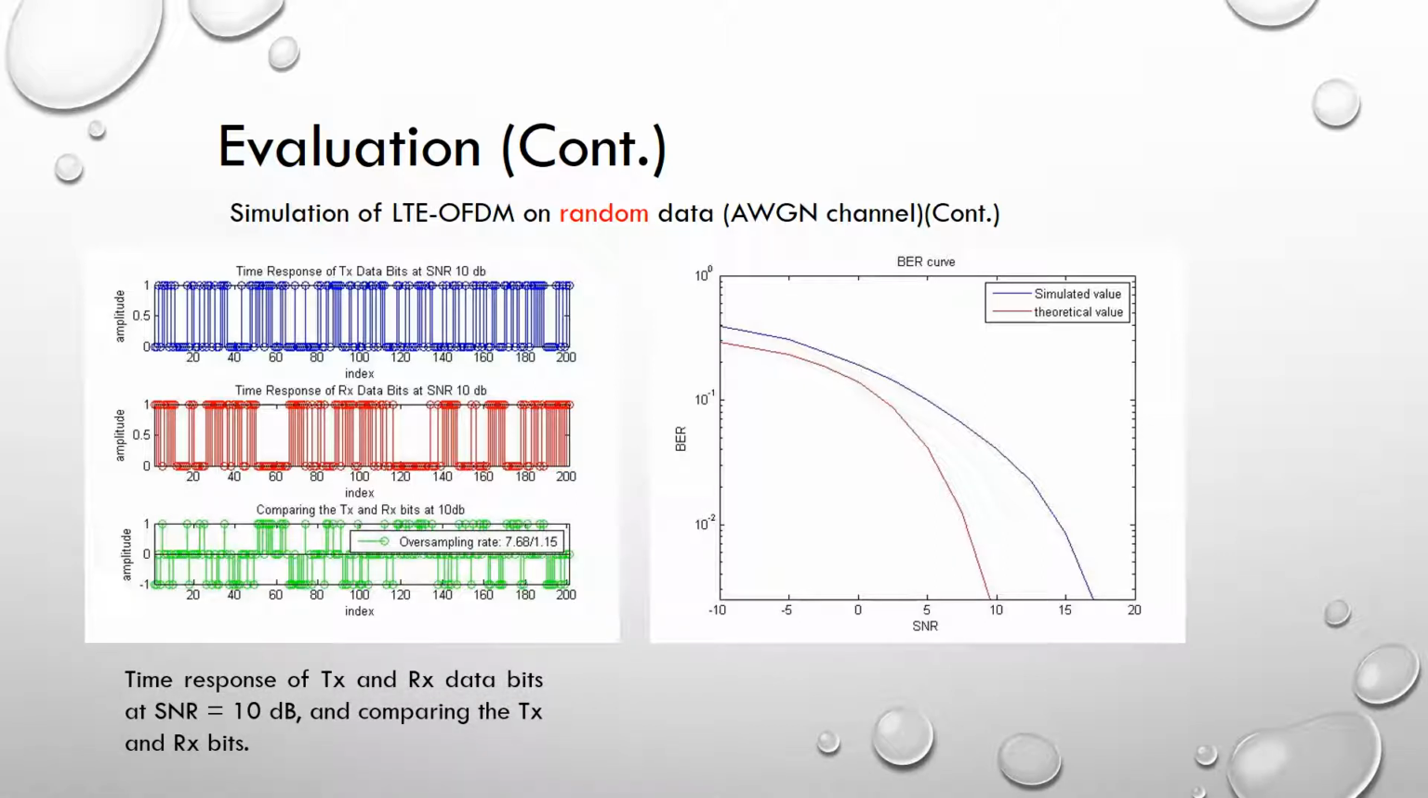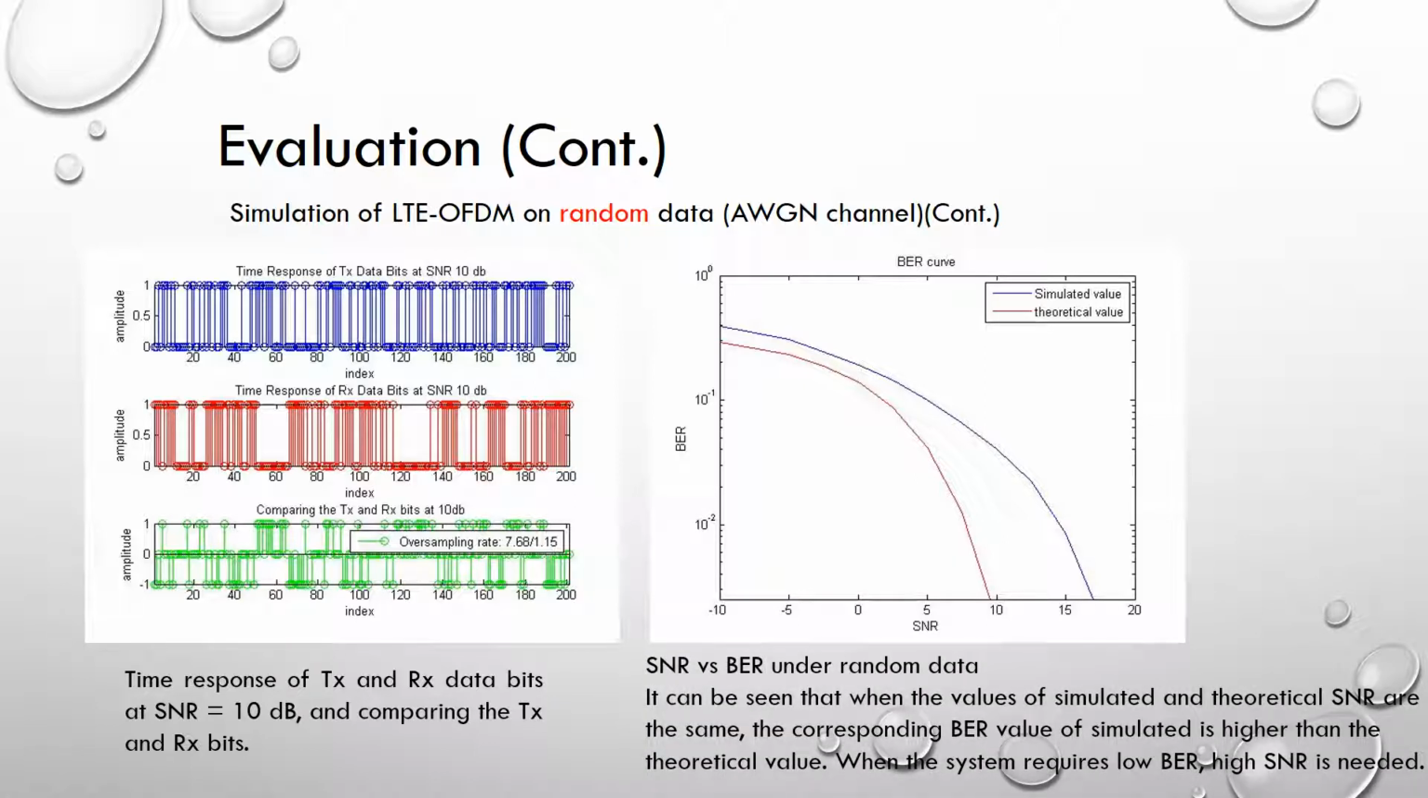This is the time response of TX and RX data bits at SNR equal to 10 dB, comparing the TX and RX bits. And the second image is the relationship between the SNR and the BER. On the random data, it can be seen that when the values of simulated and theoretical SNR are the same, the corresponding BER values of simulated is higher than the theoretical value. When the system requires low BER, high SNR is needed.